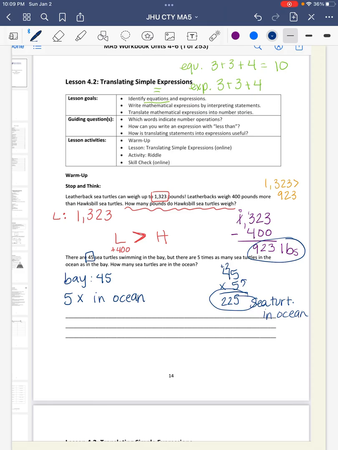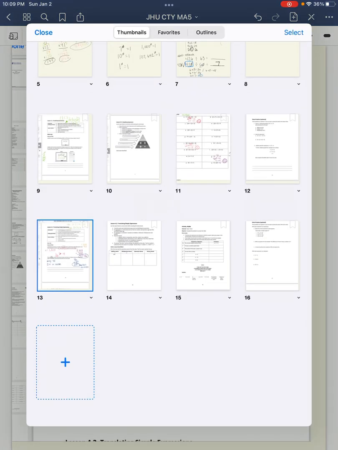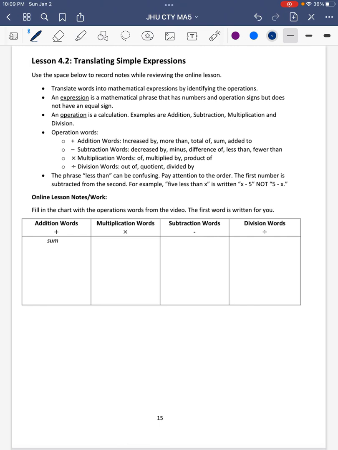Okay. So the next page in your student notebook is going to ask you to watch the video in your Moodle course, of course, and you're going to take some notes here while you review that online lesson. It looks like all of that video is going to be all about expressions and operations, so they're throwing out some vocabulary terms for you here, and they've got those written out for you. And then it says fill in the chart with operation words from the video. So you're going to fill out this chart with words that mean to do that action.